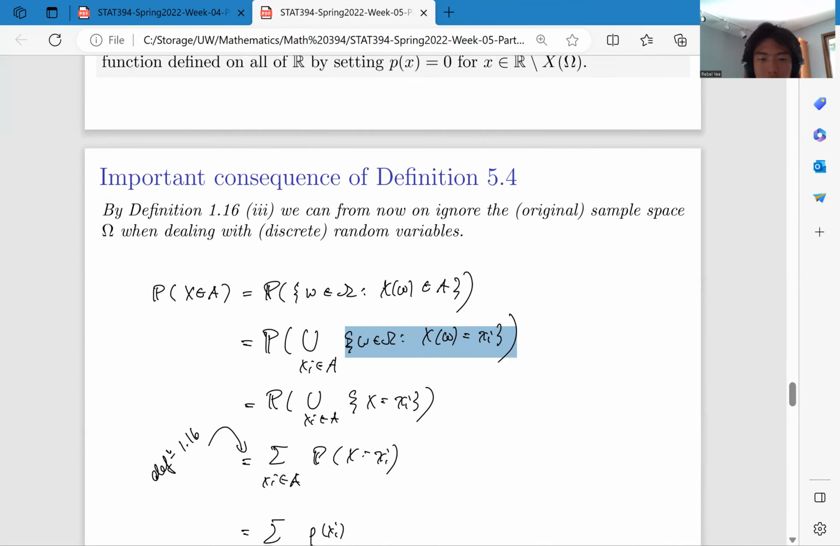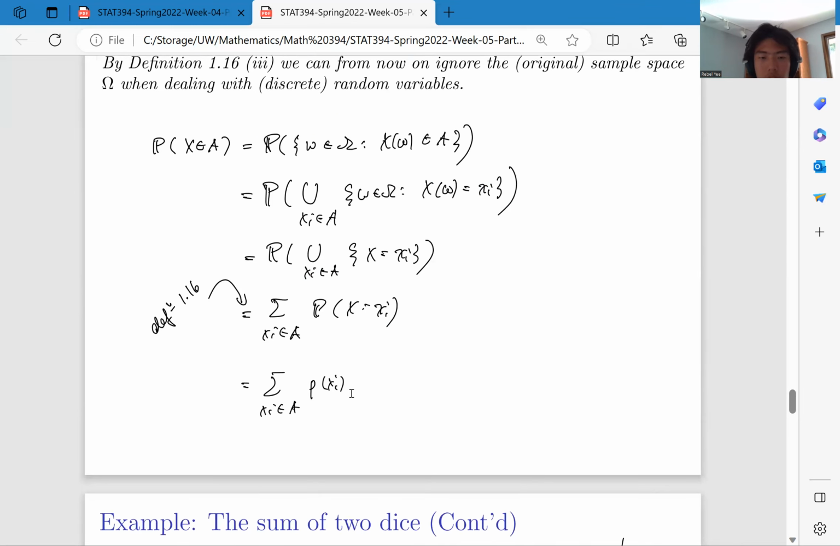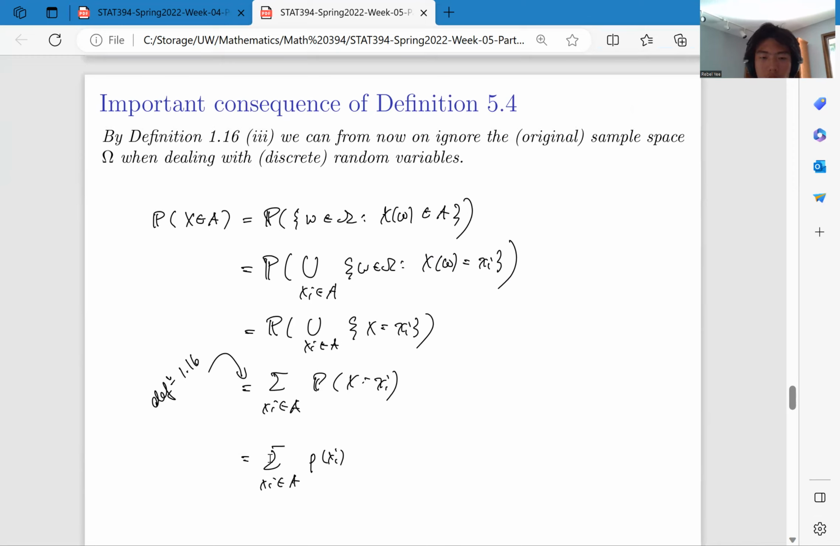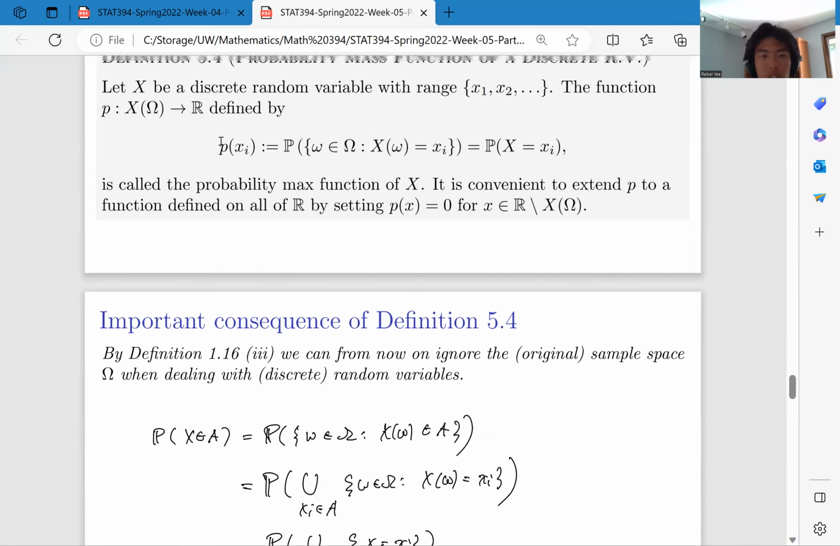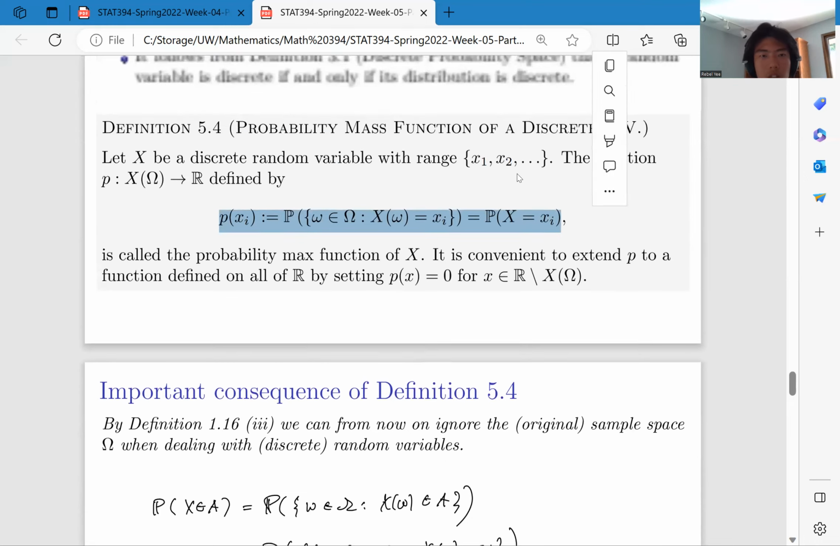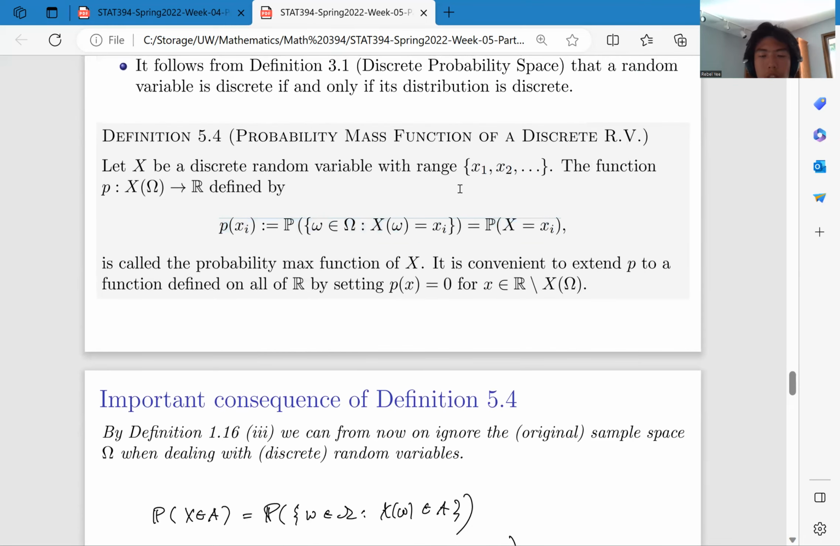As a result, we can write this step to this step by separating the union into the summation of all P(X = xi), summing over all xi belonging to A. And this is also equal to the summation over xi belonging to A of p(xi). This is the definition of the probability mass function here.